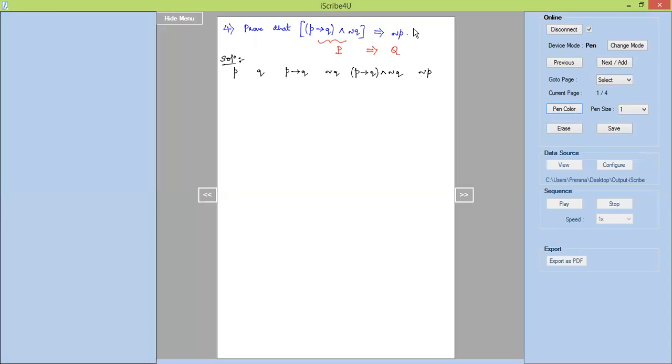We'll form a table first and write down the truth values of P and Q. What are the truth values that P and Q take? It takes 0, 0, and then 0, 1, 1, 0, 1, 1.